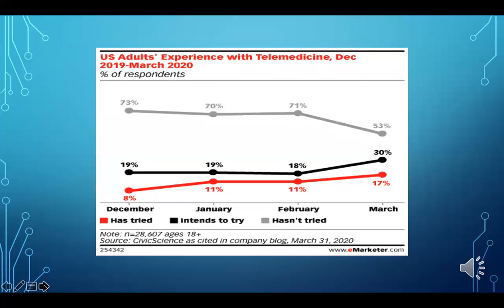So this graph shows the experience with telemedicine from December 2019 until March 2020. As we see, there are three lines. The first one is the patient has tried. The second one is the patient intends to try. And the third is the patient hasn't tried. So I'm going to start with the first one, in the red, the patient has tried.